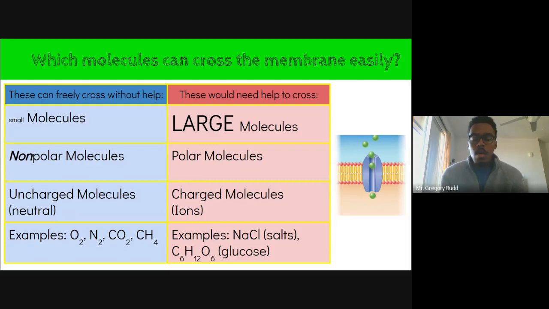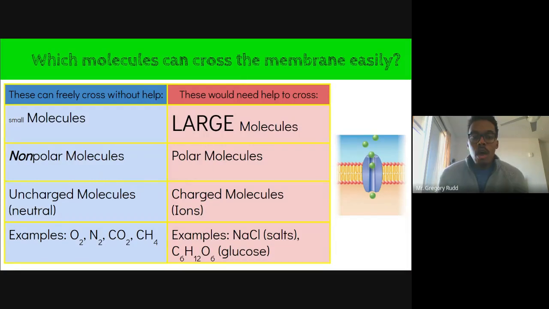On the other hand, there are larger molecules that need some additional help. And this help might be in the form of a tunnel through the cell membrane, which we can see on the right. Typically, that's a protein channel. It is able to move the larger molecules through the membrane. Or it might come through an added source of energy, which we'll talk more about today. But these larger molecules need some help. Polar molecules also need some help. Again, that's a chemical term that you'll learn more about next year, polarity.